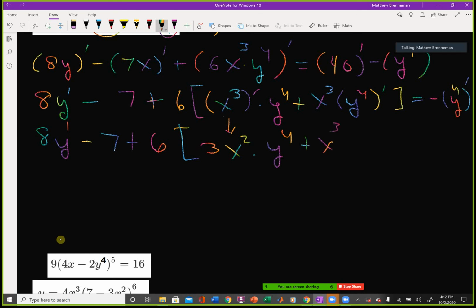plus x cubed times, and we've done this one already. Y to the 4th apparently turns up a lot today. This is implicit differentiation, and this will be 4y cubed, taking the derivative first with respect to y, and then multiplying it with respect to y prime. And this last term is essentially the same, except there's a negative sign. So 4y cubed times y prime.